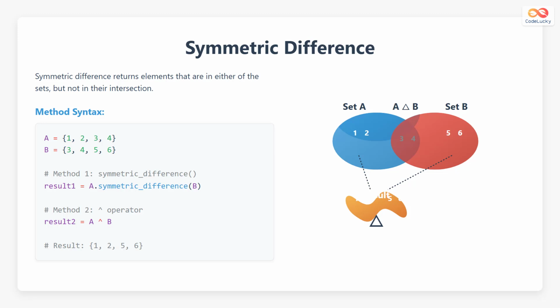The second method is to use the caret symbol between two sets. For example, A caret B. If set A contains 1, 2, 3, 4 and set B contains the elements 3, 4, 5, 6, the symmetric difference between A and B will result in a set containing 1, 2, 5, and 6.